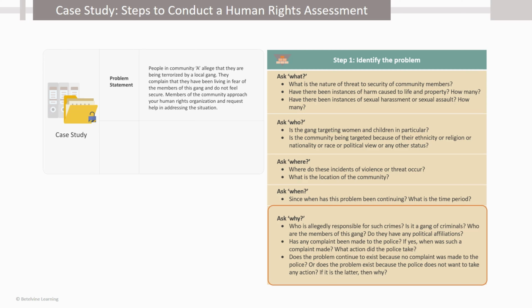Does the problem continue to exist because no complaint was made to the police? Or does the problem exist because the police does not want to take any action? If it is the latter, then why?